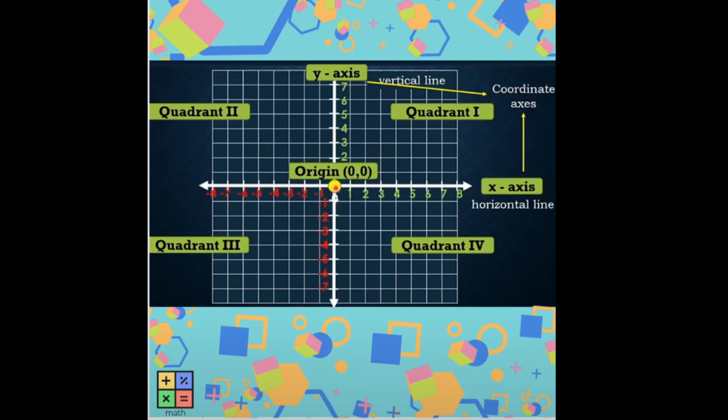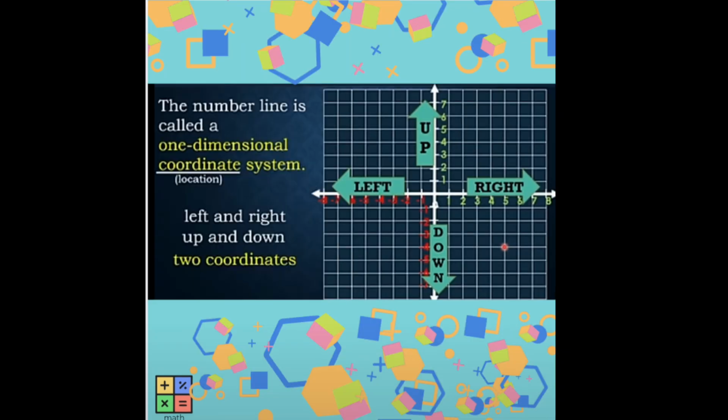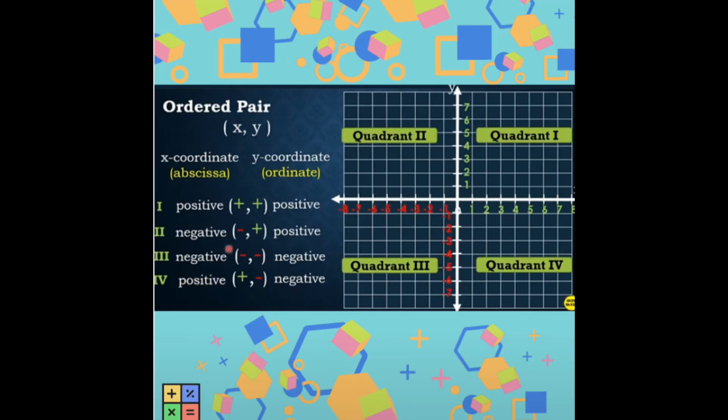Ordered pair (x, y). X-coordinates are called abscissa. Y-coordinates are called ordinate.